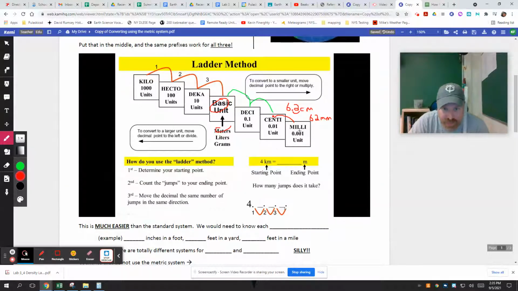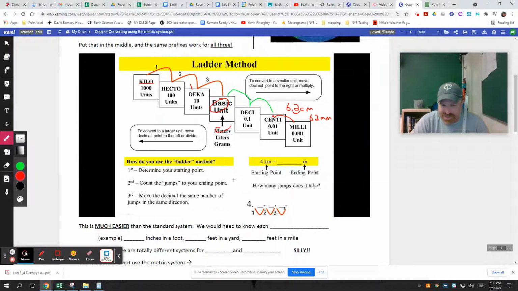All right, so the example they have here in this little diagram that I stole from the internet, 4 kilometers to meters. If we had to say how many meters is 4 kilometers, in other words, the stick, how many of these sticks fit in a 4 kilometer race or whatever, you'd have to go 1, 2, 3. That's what they did for you up there at the top. So you grab the decimal.